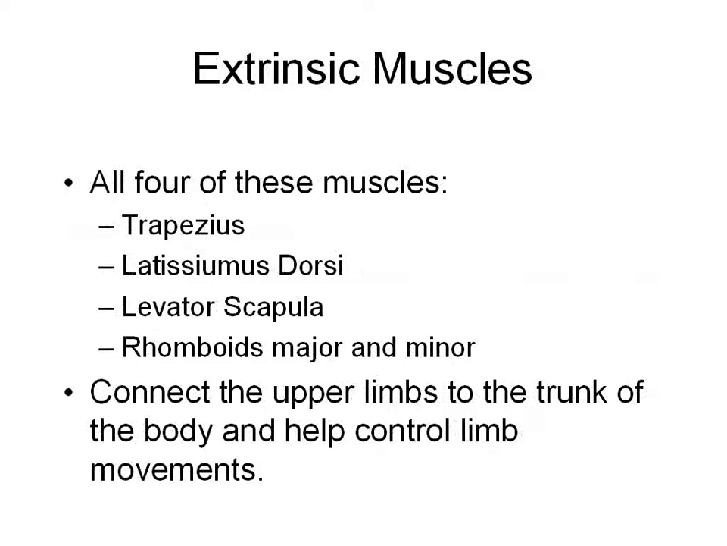Starting with the extrinsic muscles of the back, there are four major muscles: trapezius, latissimus dorsi, levator scapula, and the rhomboids group. Why are they extrinsic to the back? Because again, although they appear on the back, they are for the upper limbs. They connect the upper limbs to the trunk of the body, and they control the upper limbs. So these four muscles would have their origin on the trunk and their insertion on the upper limb.